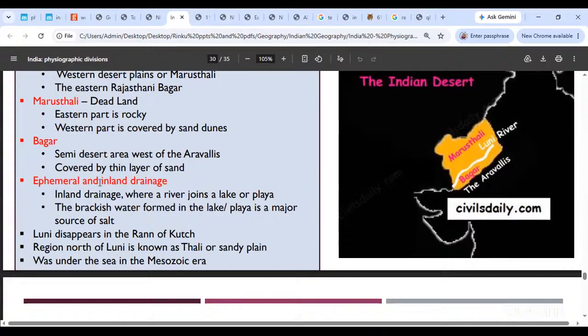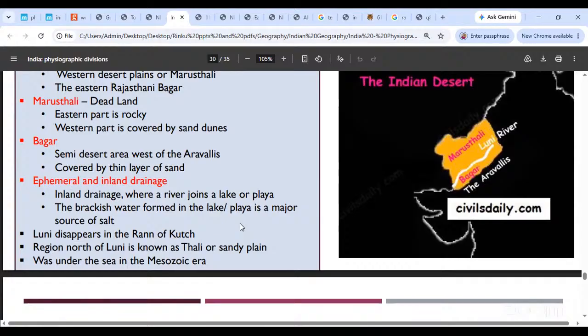Inland drainage or endorheic drainage is different from ephemeral drainage. We have both here. Inland drainage means the river joins a lake or a playa, and the brackish water that is formed in a lake or playa is a major source of salt. That is an important thing. Luni usually disappears in the Rann of Kutch, and the region north of the Luni is known as the Thali that we already discussed.